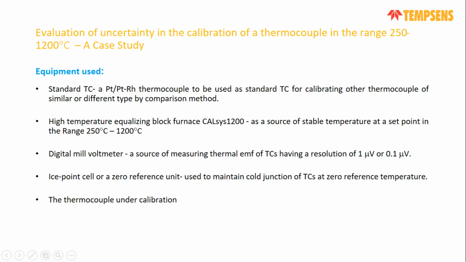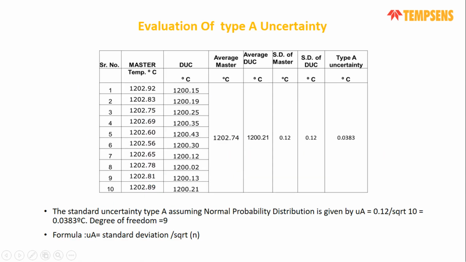So as I discussed, we are going to calculate the uncertainty of thermocouples, that is PtPt Rh thermocouples, and we are using our dry block temperature calibrator, Calcis 1200, that has a temperature range of 250 degrees to 1200 degrees centigrade, and we have our external ice point calibrator we are using at 0 degrees centigrade. And let's see how we will calculate the uncertainty for the thermocouples.